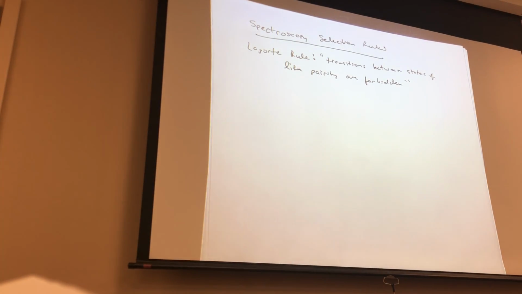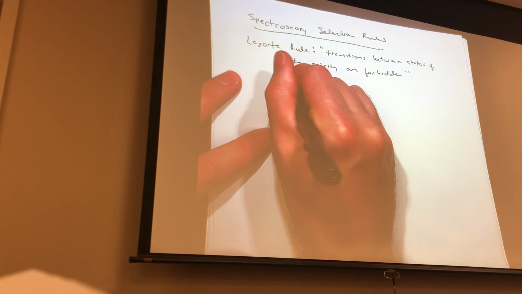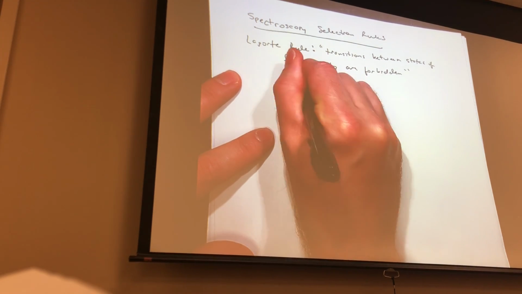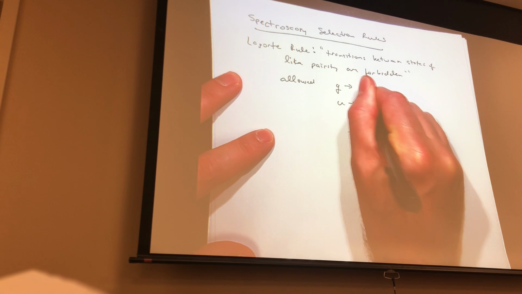And this has really important implications. And this is what I'll show you in the demo here in a second. So what it means is that allowed transitions are either gerade to ungerade or ungerade to gerade.